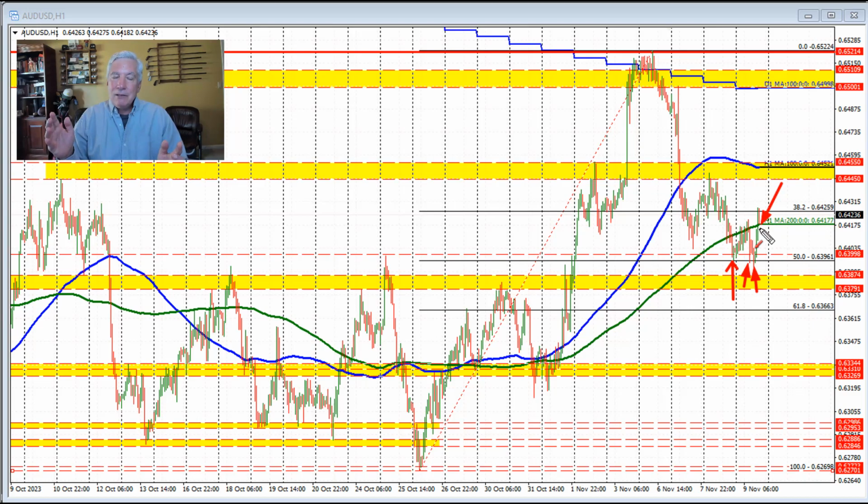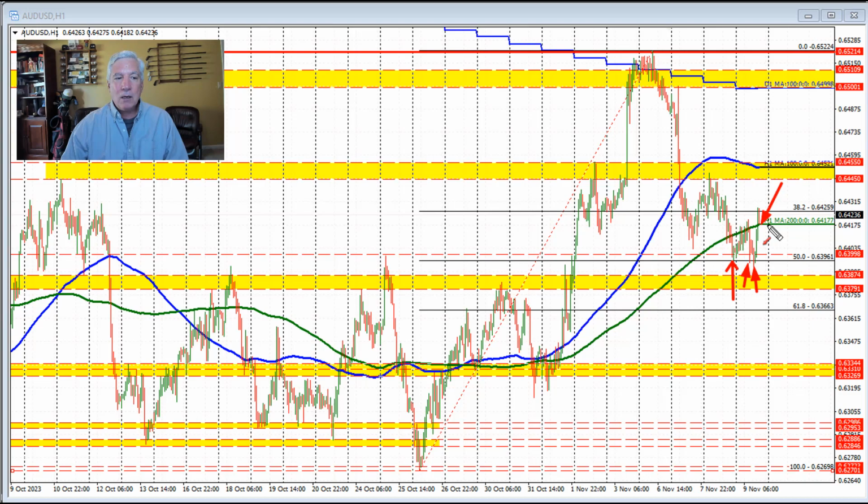So technically speaking, we tried the downside. We tried to get below the 50% retracement. We couldn't do it. We fell below the 200-hour moving average. We can't stay below it. Are the buyers making a play? They're trying, okay? They're trying to make a play. We did fail on the moves above the 200-hour moving average here earlier today, so it's not necessarily set in stone that we're going to hold this level.